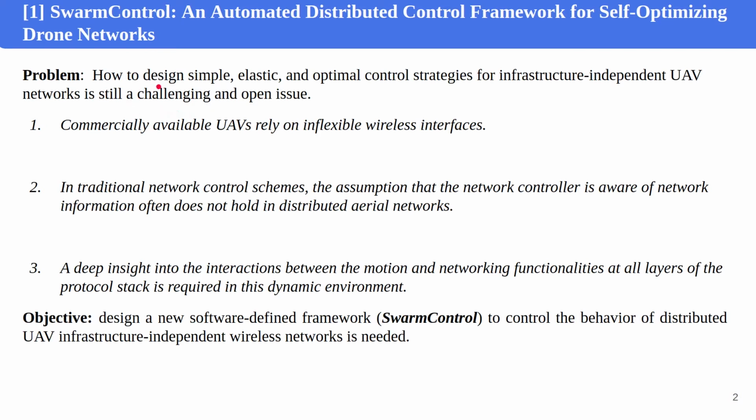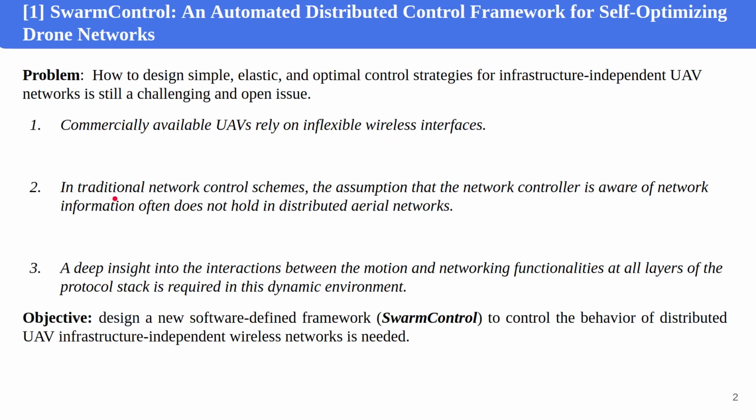FANETs or UAV networks consist of thousands of mobile connected drones. So providing optimal control strategies for UAV networks is still an open issue because there are inflexible wireless interfaces in commercially available UAVs that are sensitive to changing topologies. So functionalities such as point-to-point communication and network formation are impaired by unstable channel conditions.